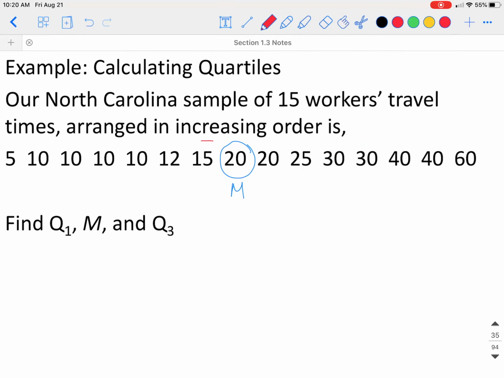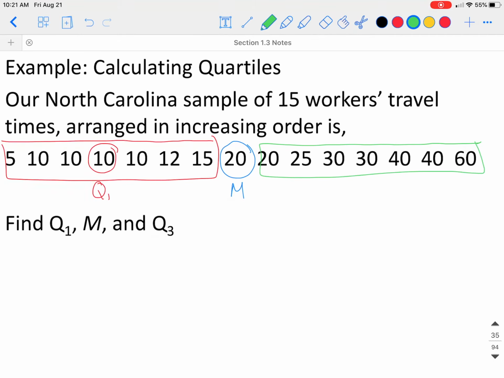Now, to find our Q1, we are going to look at the data to the left of our median, and we need to find the middle. Now, we know that we have 7 data points to the left. 7 divided by 2 is 3.5, so we need to go to the 4th data point. So 1, 2, 3, 4. This will be our Q1.